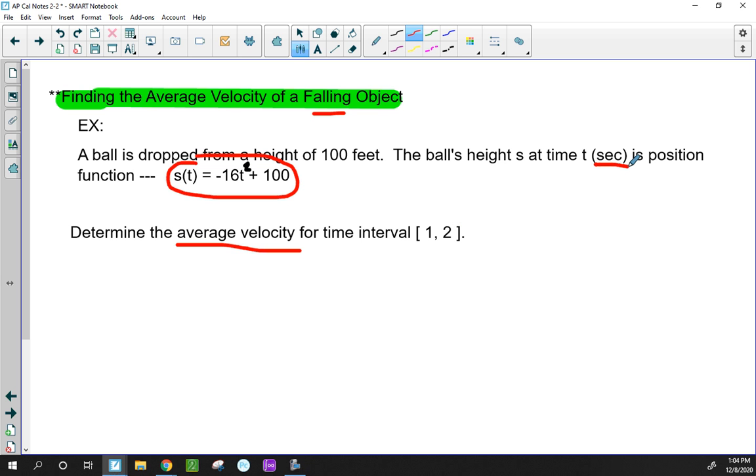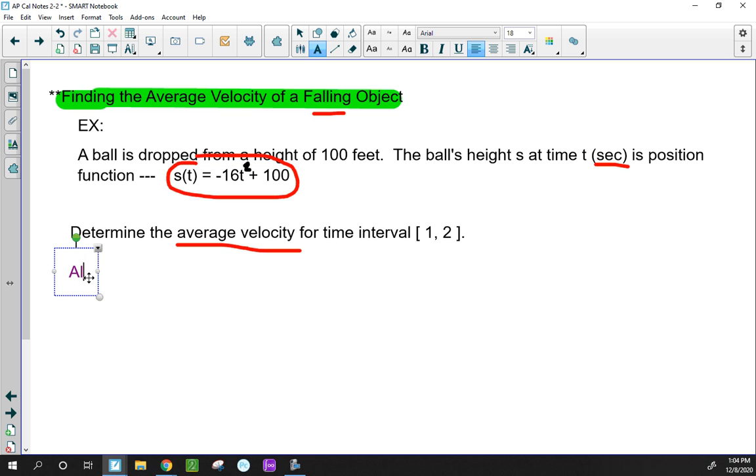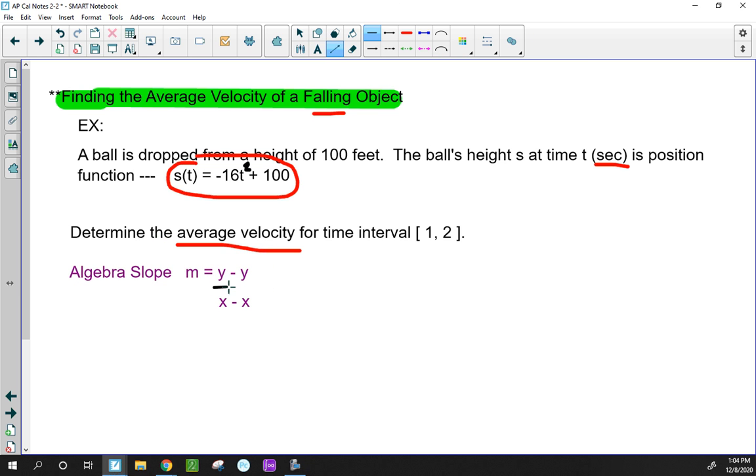So again, we're talking about seconds here. Determine the average velocity. Well, when you see the words average velocity, you need to be thinking, like I just said in the last slide, oh, she's talking about algebra slope. Well, if I'm talking about the algebra slope because it says average velocity, then that must mean that I need two ordered pairs. Okay, makes sense.